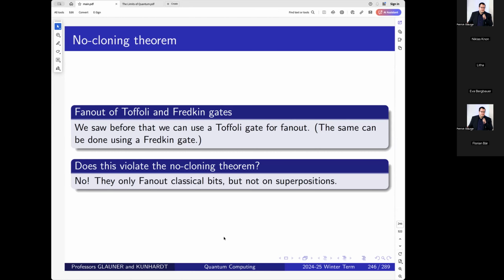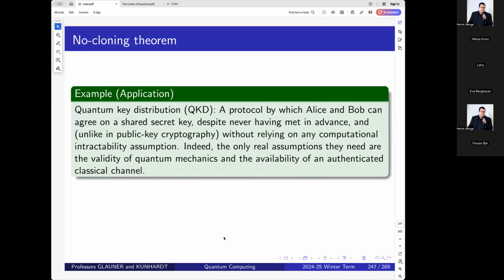So remember this no-cloning theorem, and depending on your seminar presentation, you may come across it or not. Probably many of you will see it again if you read a paper about some algorithm, and there's probably something you think that could be done quite easily, but it cannot be done because of the no-cloning theorem. The no-cloning theorem also has a number of applications in quantum computing.